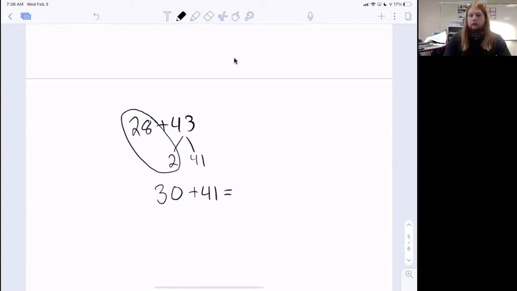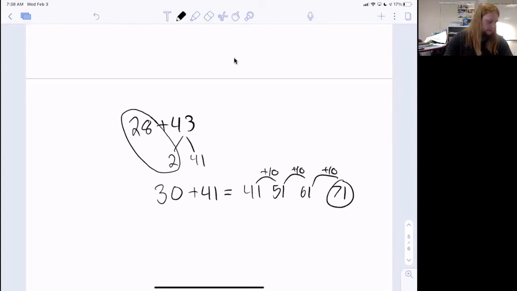And 30 plus 41 is a lot easier to look at because we could just skip count by tens. Because we have 41, skip count by 10, 51, skip count by 10, 61, and skip count by our last 10, which is 71, which is our answer.